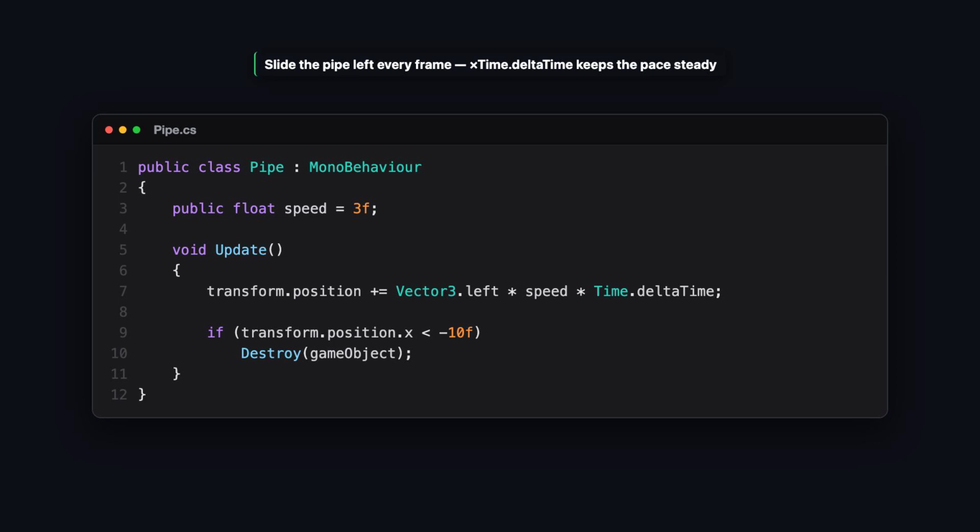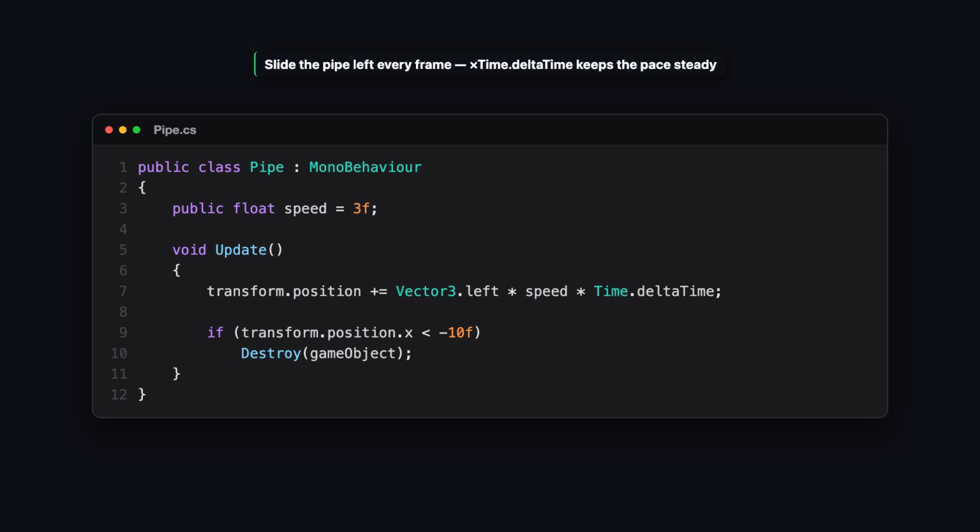Transform.position plus equals Vector3.left times speed times Time.deltaTime. Multiplying by delta time is what keeps it moving at the same pace on every machine, fast computer or slow. Then a cleanup check. If the pipe's X position drops below the left edge, say -10, the pipe has gone off screen, so we call Destroy on the GameObject. Without that line, old pipes pile up off screen forever and slowly eat your memory.